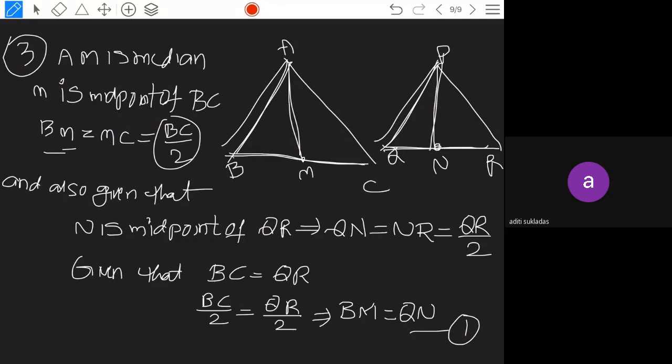By SSS congruency, you can say that the two triangles are congruent. When the two triangles are congruent, we can say this angle equal to this angle. Angle ABM equal to angle PQN we can say. Can you say by the CPCT? Yes, sir. Then when these two angles are equal, and in triangle ABC and PQR, AB equal to PQ, BC equal to QR, and these two angles are equal. By SAS congruency, the two triangles are also congruent.